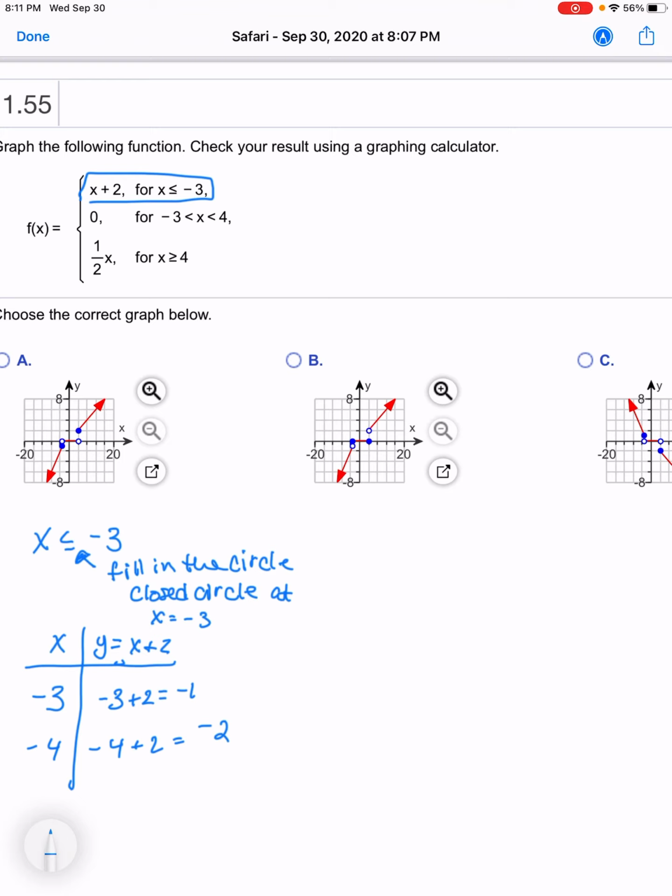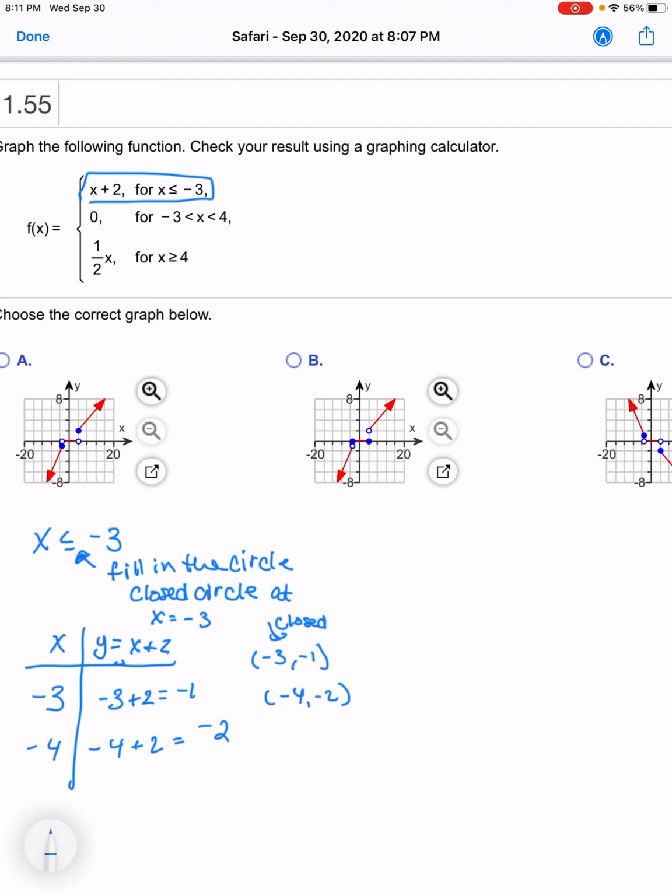So we need a circle at the point -3, -1, and this one will be closed. And we need another circle at -4, -2. We're not really worried about making that closed because it's going to be an interior point. It will necessarily be included.